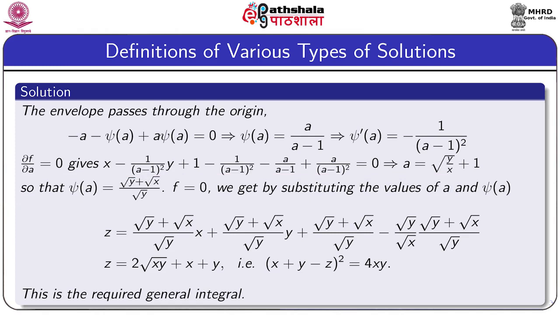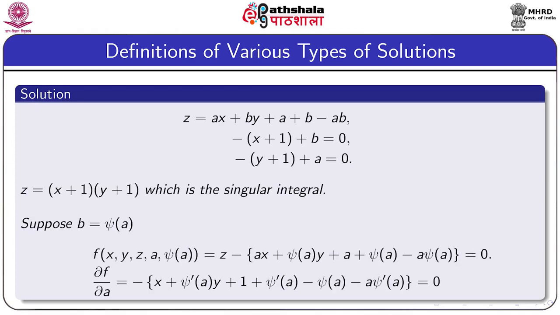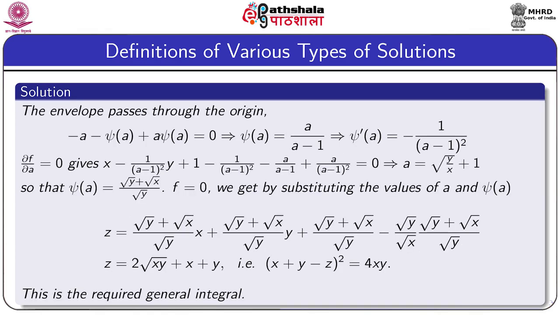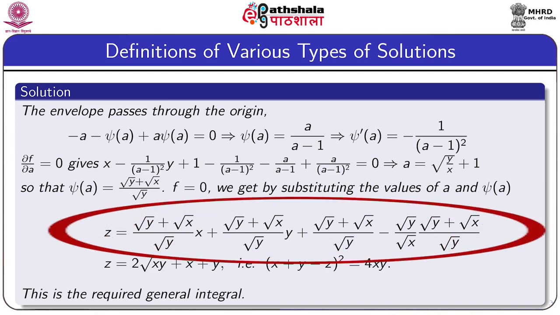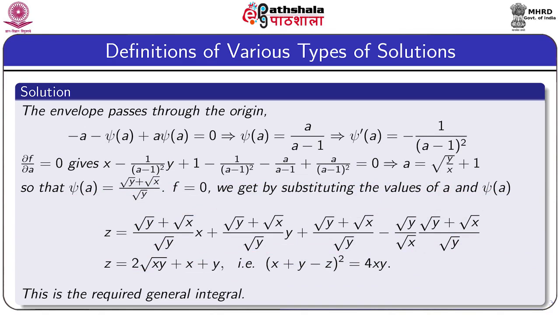Now, in the expression f equals 0, if we substitute the values of a and psi a, we obtain a function z equals root y root x by root y into x plus root y root x by root y into y and so on, which is written here. So, after simplification, we get the equation of the integral surface, or the general integral, x plus y minus z whole square equals 4xy. So, this is our general integral.